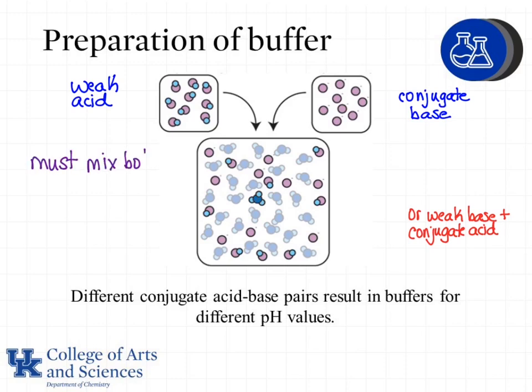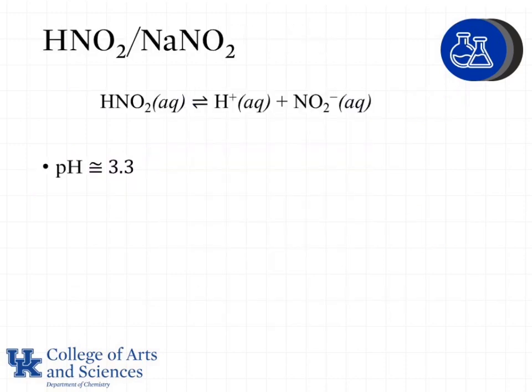You must mix both the weak acid and the conjugate base together in order to prepare a buffer solution. The small amount of the conjugate base formed by a weak acid dissociation is not sufficient to create the buffer. Let's look at a buffer prepared from HNO2 and NaNO2. This combination can form a buffer with a pH of approximately 3.3. The buffer is formed by mixing a solution of HNO2 and NaNO2.